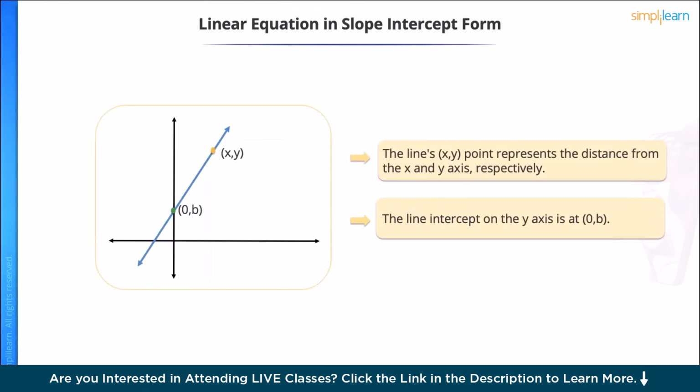Consider this example. The line's point x, y represents the distance from the x and the y-axis respectively, while the line's intercept on the y-axis is at point 0, b.